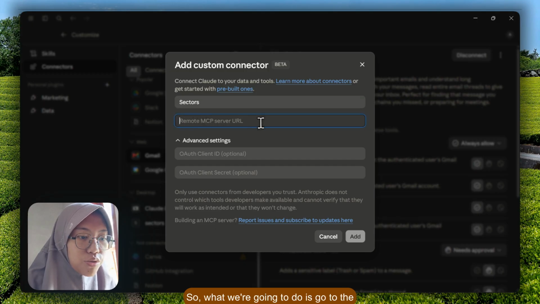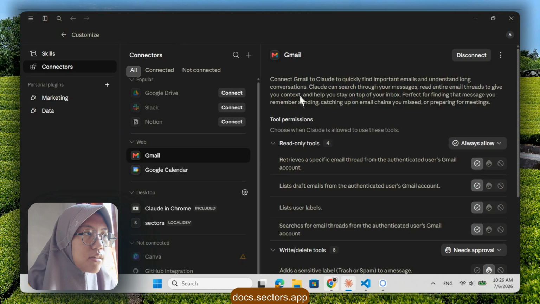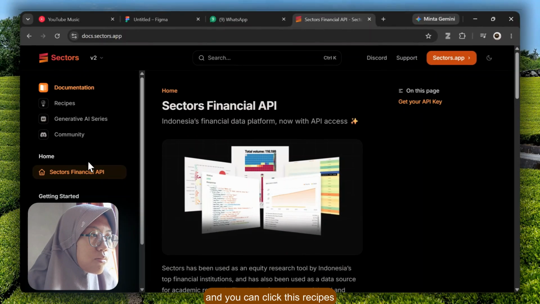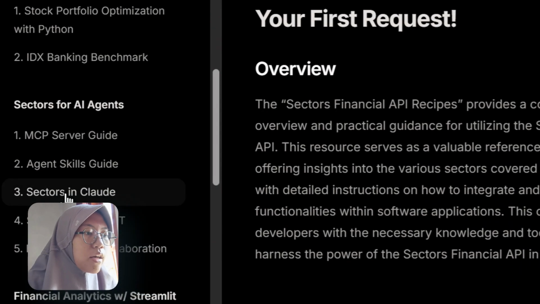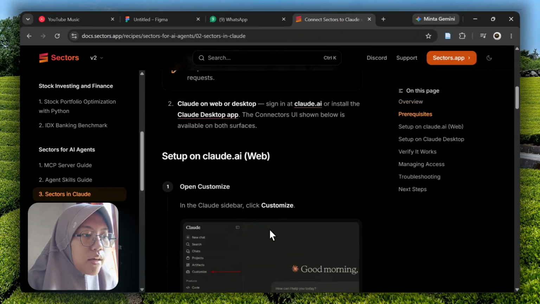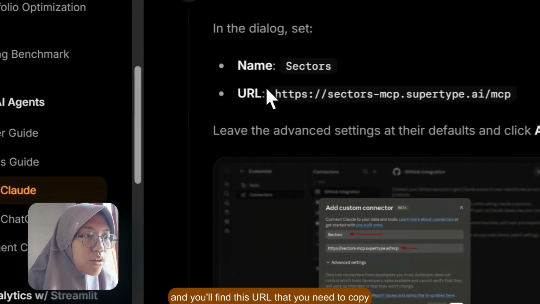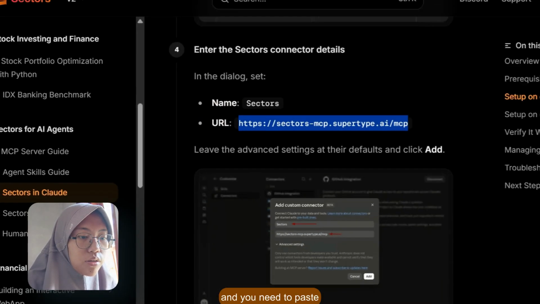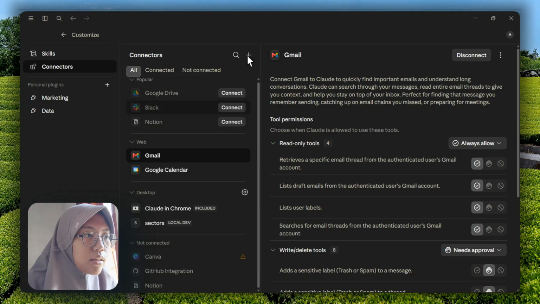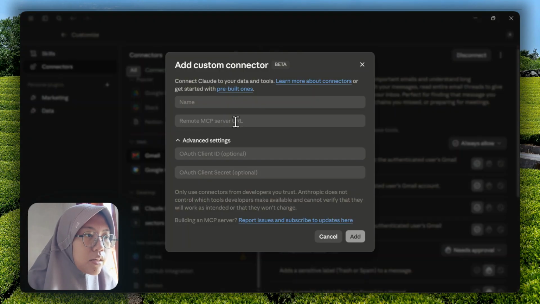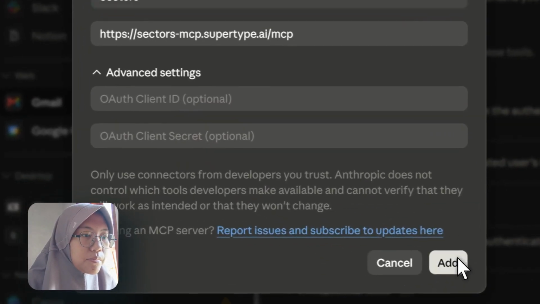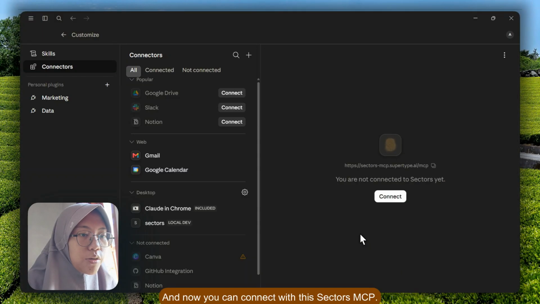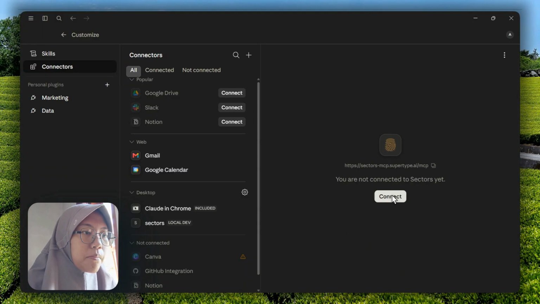So what you're going to do is go to docs.sectors.app, click this Recipes, scroll down, and you'll find Sectors in Claude. Then scroll down more and you will find this URL that you need to copy and paste in here. You can name this connector Sectors connector. And now you can click Add. And now you can connect with this Sectors MCP.